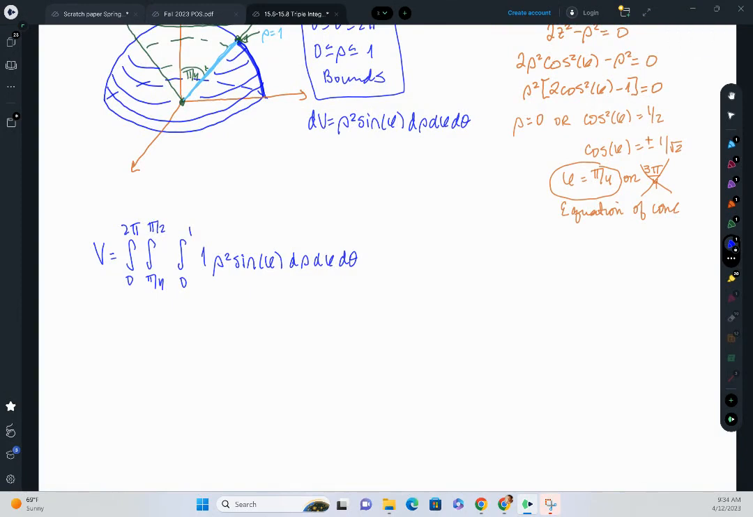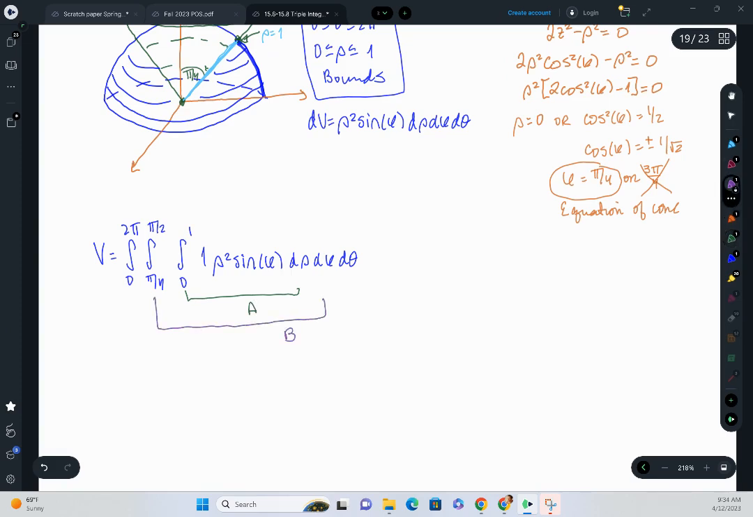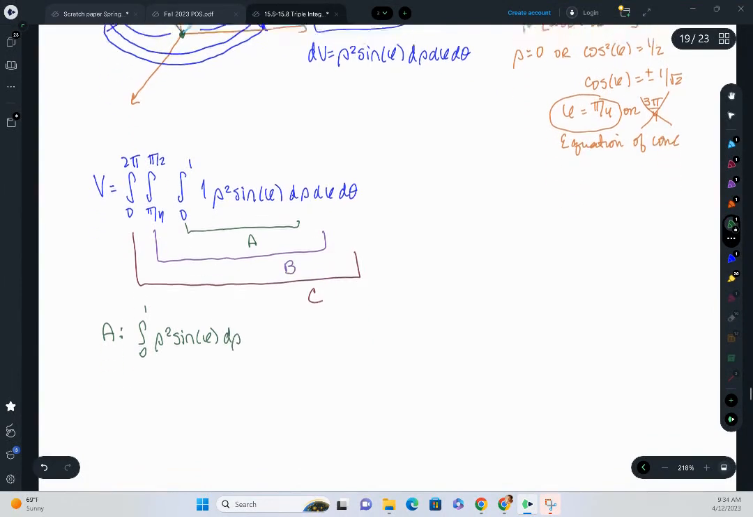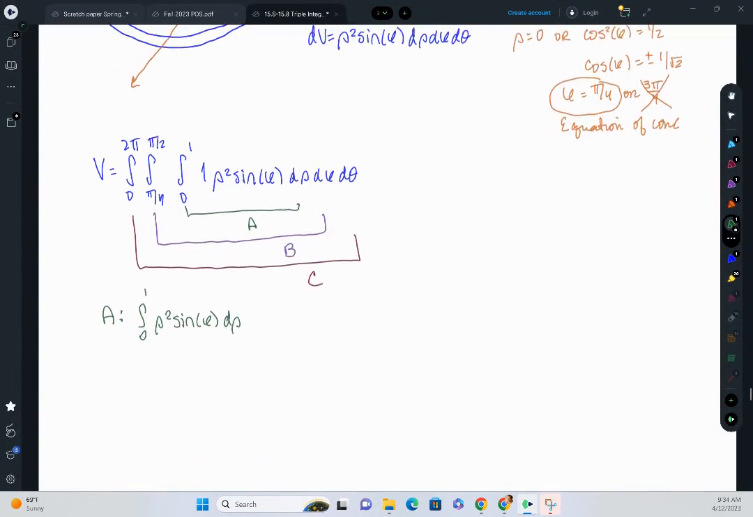All right, so the first piece is going to be our A. The second piece, the middle piece, will be our B. And finally, the last piece will be for C. So for A, we're handling the integral from 0 to 1 of rho squared sine of phi d rho. Sine of phi is just a constant, so I'm worried about the rho squared, which becomes a 1/3 rho cubed sine of phi.